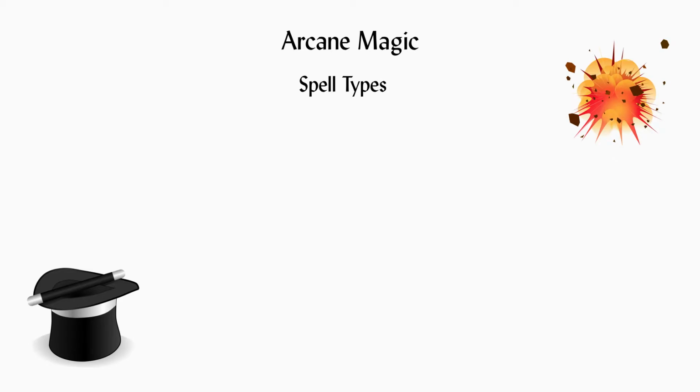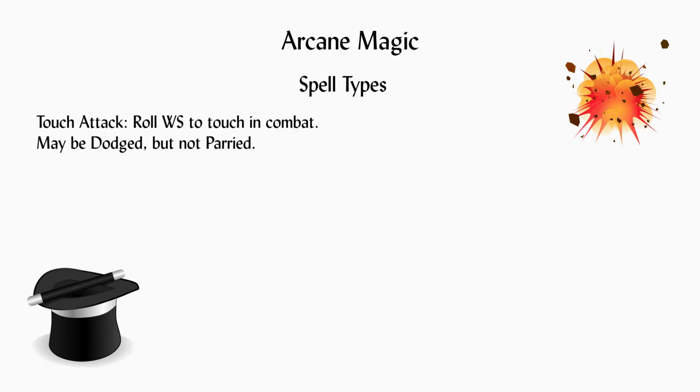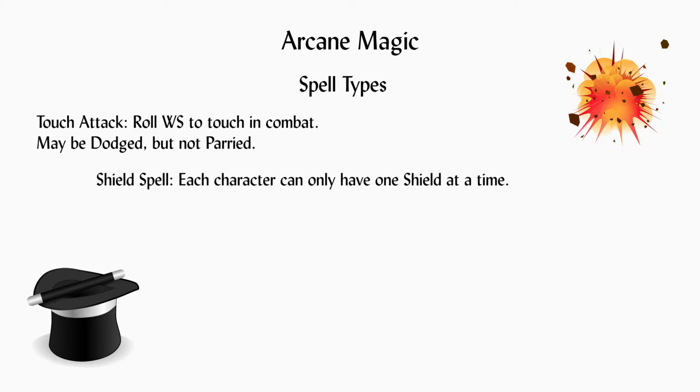There are a few special rules for certain types of spells. Some spells require you to physically touch your target to cast. In combat, roll weapon skill to make a touch attack. Touch attacks may be dodged but not parried. A character can only have 1 shield spell active at a time. Any new shield spell cast will overwrite the previous one. Aura spells have an effect over a certain area. If 2 aura spells overlap, both spells are cancelled.